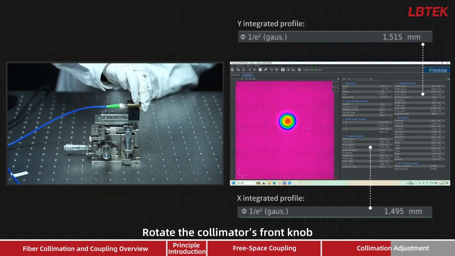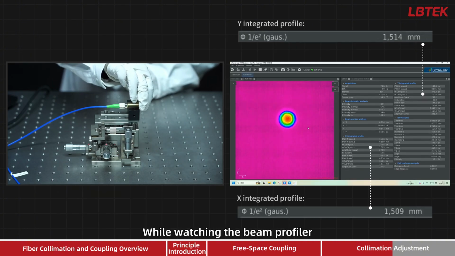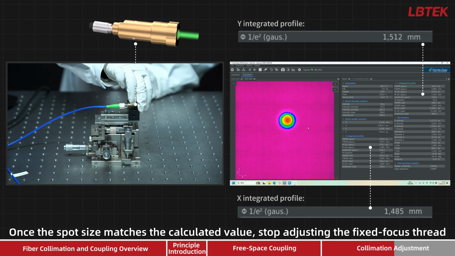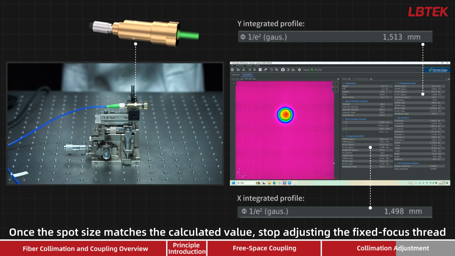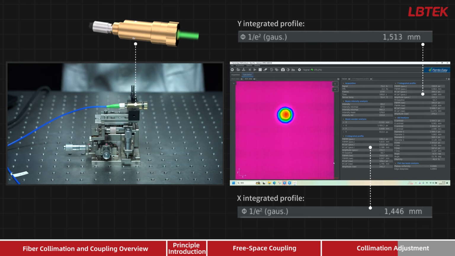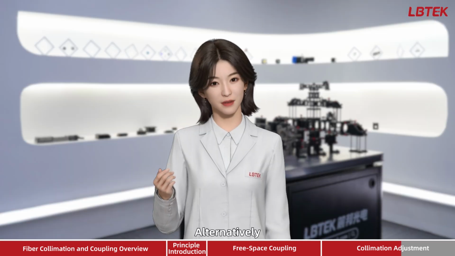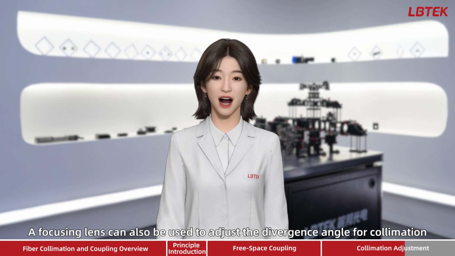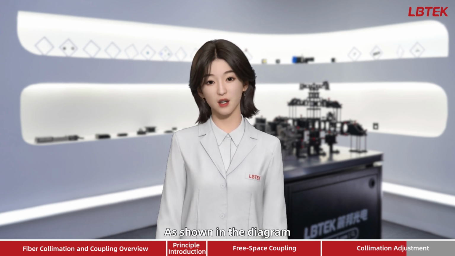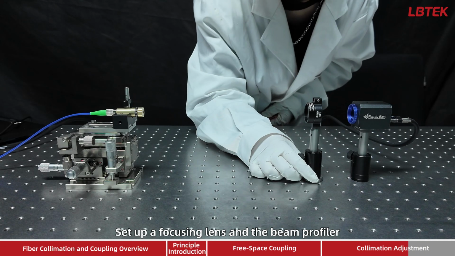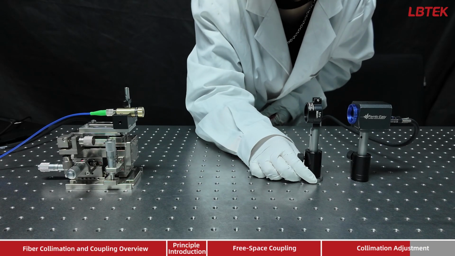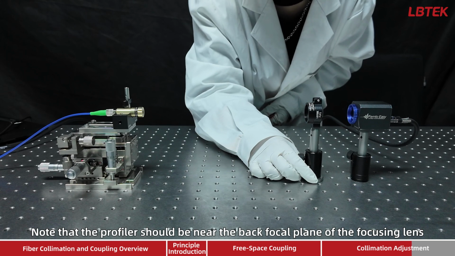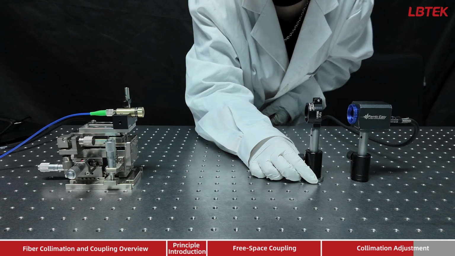Rotate the collimator's front knob while watching the beam profiler. Once the spot size matches the calculated value, stop adjusting the fixed focus thread. At this point, you've achieved beam collimation. Alternatively, a focusing lens can also be used to adjust the divergence angle for collimation. As shown in the diagram, set up a focusing lens and the beam profiler. Note that the profiler should be near the back focal plane of the focusing lens.